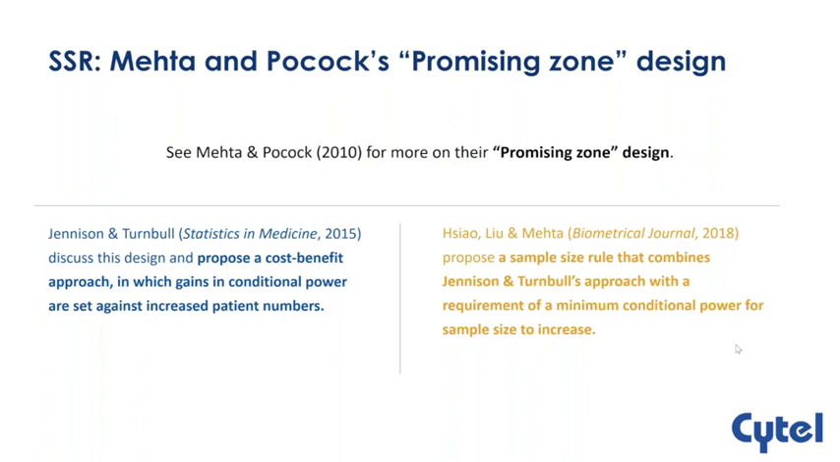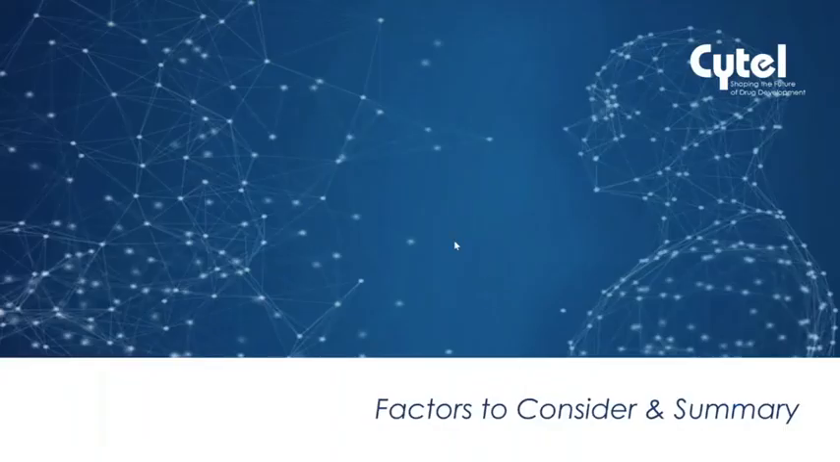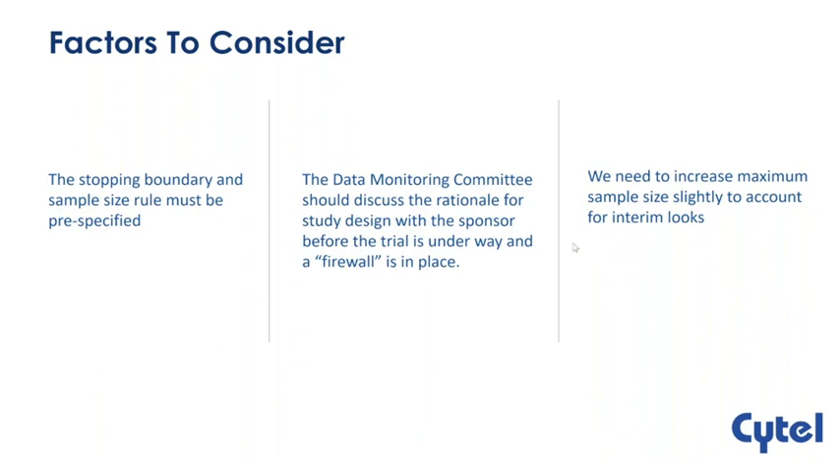And what's been very nice to see is in the following paper by Cheng-Liu and Mehta, I think we've converged, because there these authors say, well, yes, they like our approach. They still want to tweak it a bit. They've got a requirement of a certain minimum conditional power for the sample size to increase. But there's the same underlying principle that when you do increase the sample size, it should be in this decision theoretic framework. Okay, well, I think that really brings us to the end. There are some notes here on factors to think about, but maybe we should move on to questions.